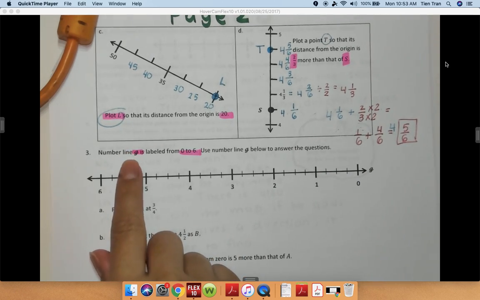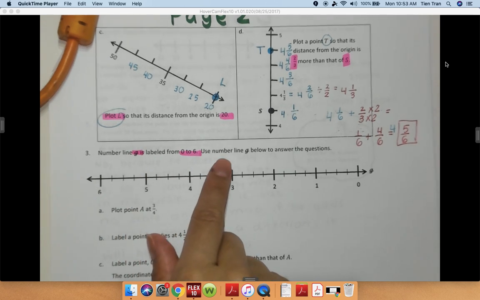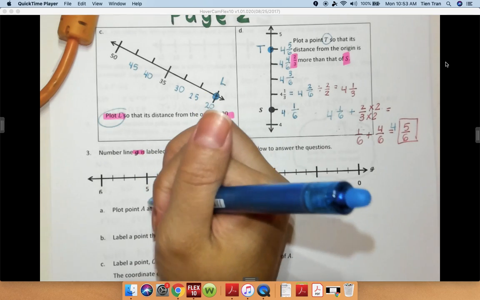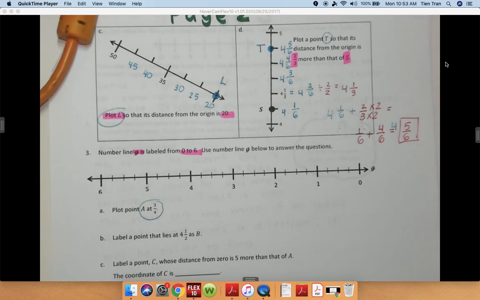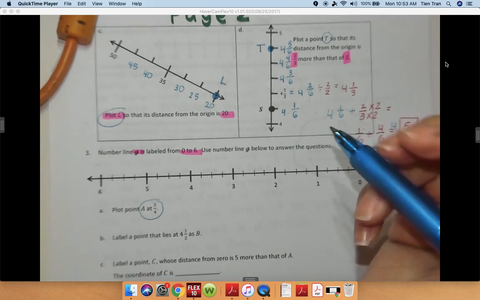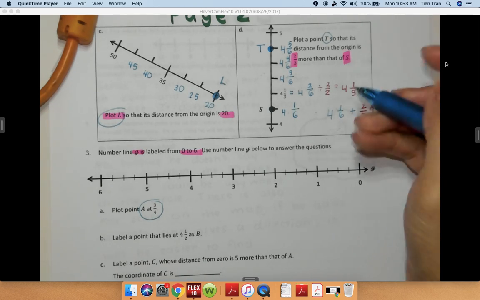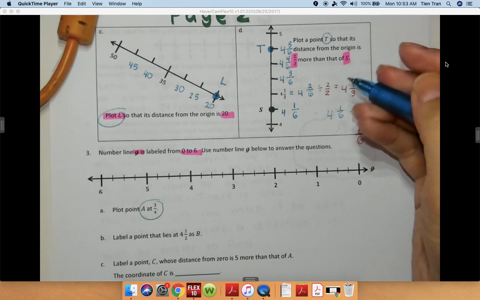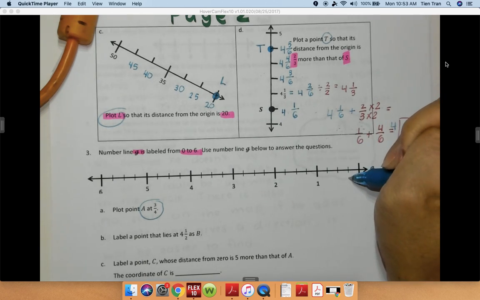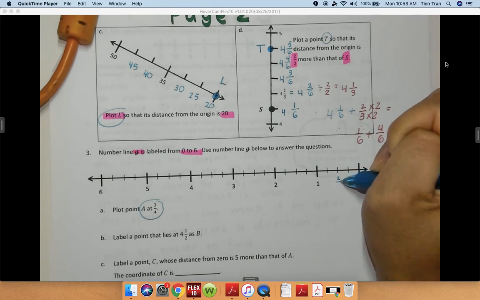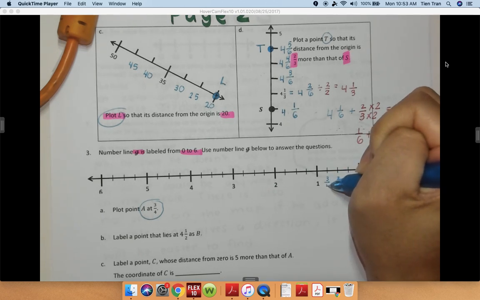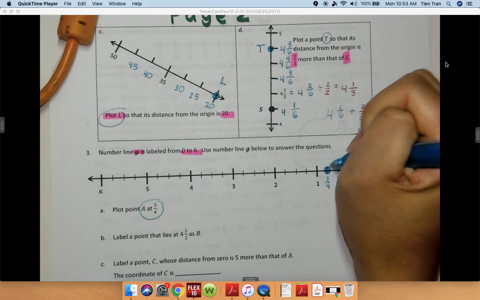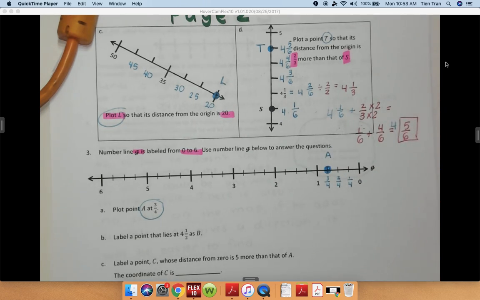And the first one asked me, number line G is labeled 0 to 6. Use number line G below to answer questions. The first one asked me to plot point A at 3/4, okay? At 3/4, I'm going to plot point A. Now I told you this number line is broken into fourths. So this one is 1/4, 2/4, 3/4, okay? Now A is labeled as 3/4, and we found our 3/4.